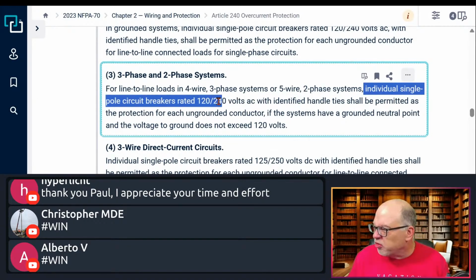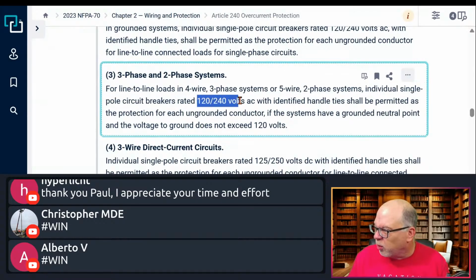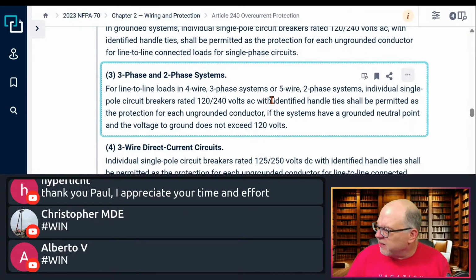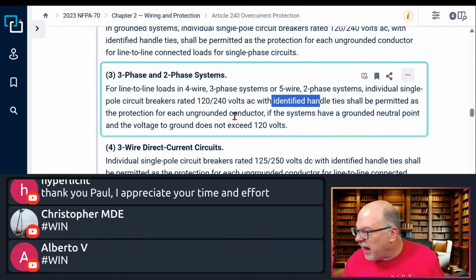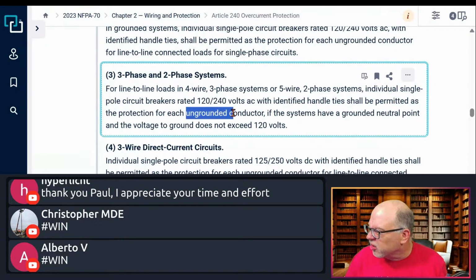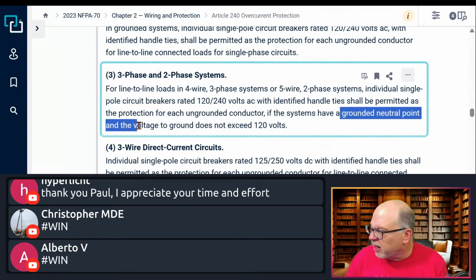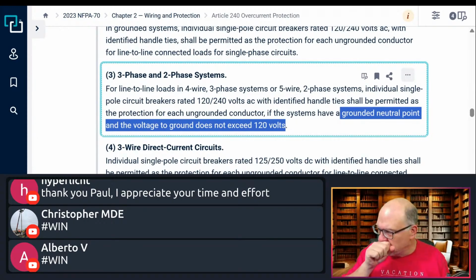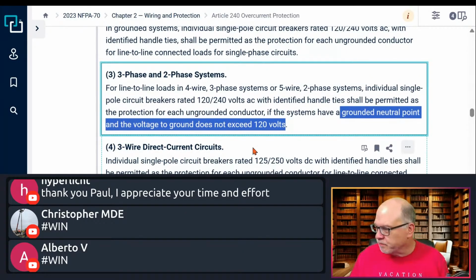It says individual single pole breakers rated 120/240 volts. Okay, remember, it's the single pole breaker that's rated 120/240 with an identified handle tie shall be permitted as the protection for each ungrounded conductor if the systems have a grounded neutral point and the voltage to ground does not exceed 120. Okay, so this would be typical for a system where you've got the Y connected system where any of the phases to ground is only going to be 120. So you use circuit breakers that are rated 120. Okay, all right, that type of thing.